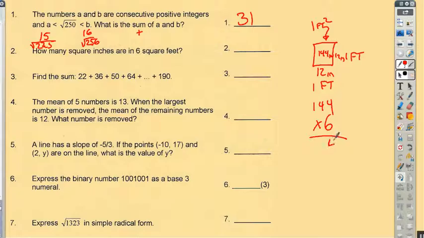So we go 4, carry the 2, 4 plus 2 is 6, carry the 2, 6 plus 2 is 8. So there are 824 square inches in 6 square feet. 864. Oh, sorry, I have 864.